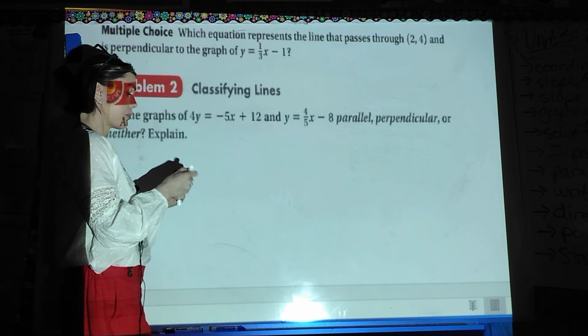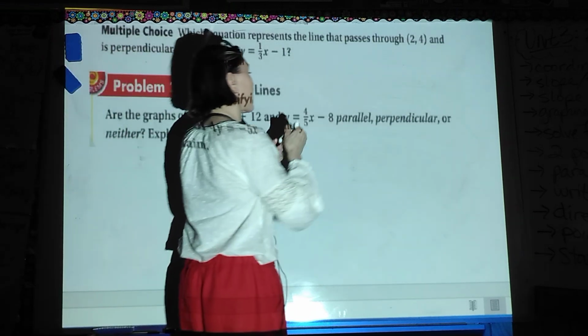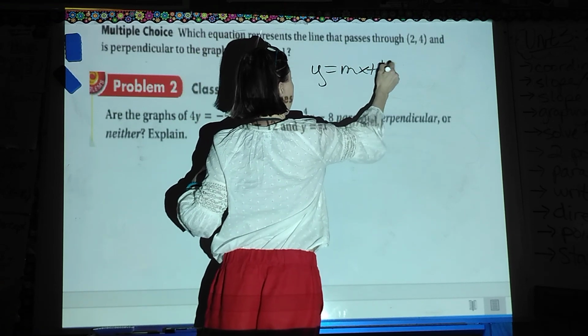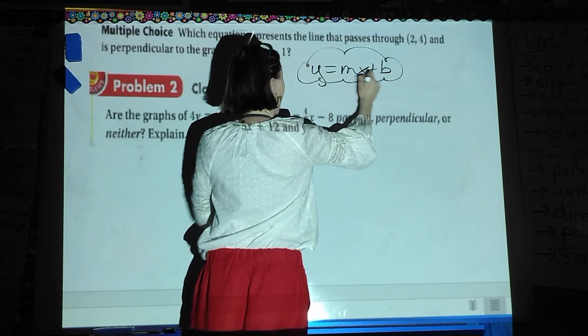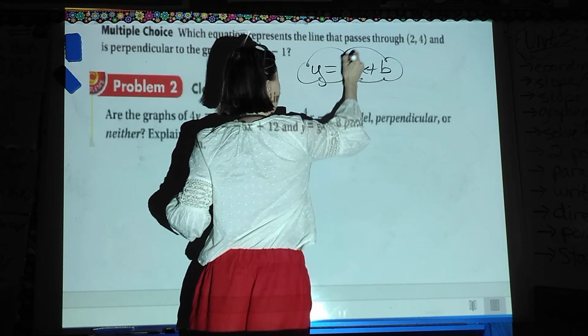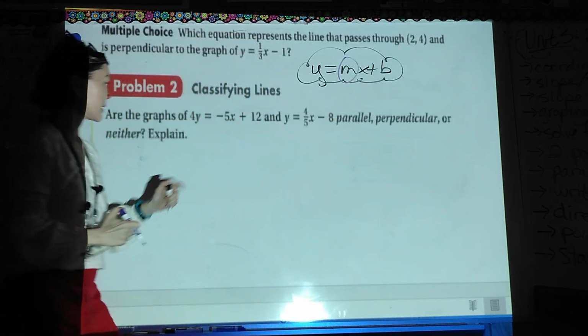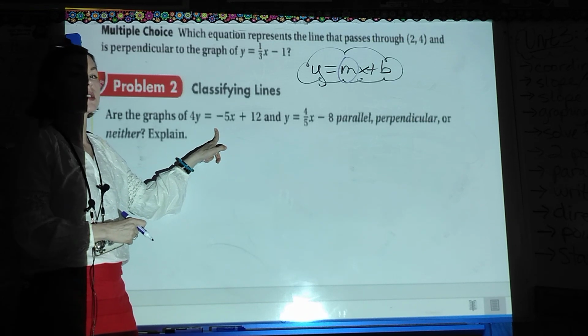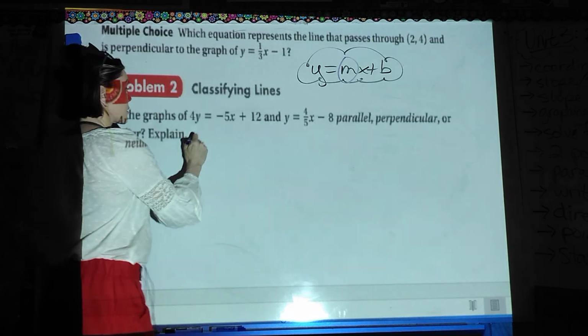First of all, they both have to be in slope-intercept form. y equals mx plus b. This is the form they need to be in. Why? Because we need to be able to compare their slopes. Where's the slope? Right here. So, is this first equation in slope-intercept form? No. What are we going to have to do? Solve for y. So let's do that first.